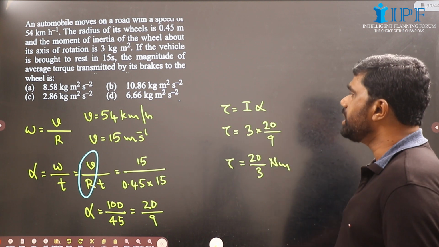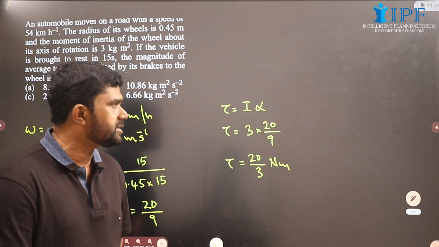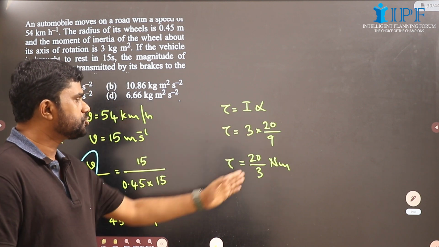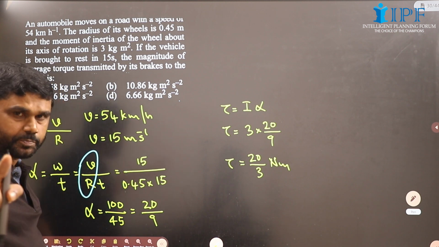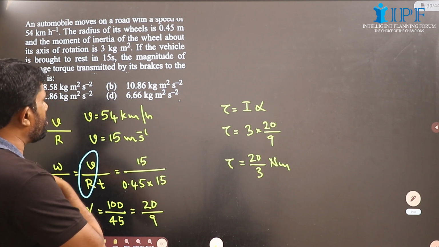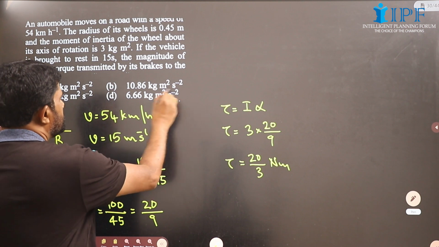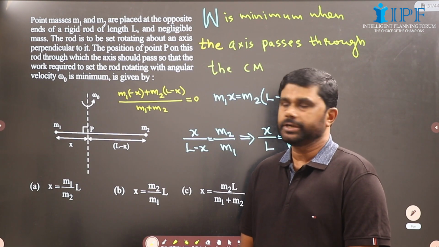And tau equals I alpha. What is I? It is given as 3 kg meter square. So 3, and alpha is 20 by 9, so the total will be 20 by 3. 20 by 3, that is 6.66 Newton meter, that is the torque. Okay, so this one, right? Now let's see the next question.